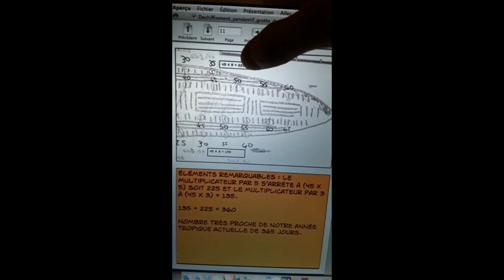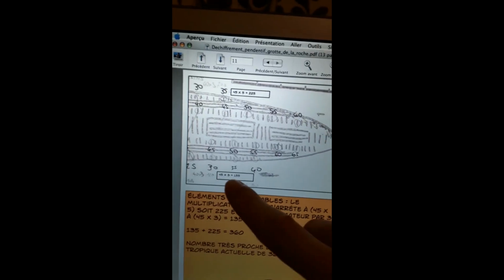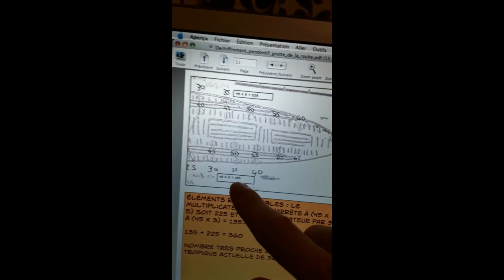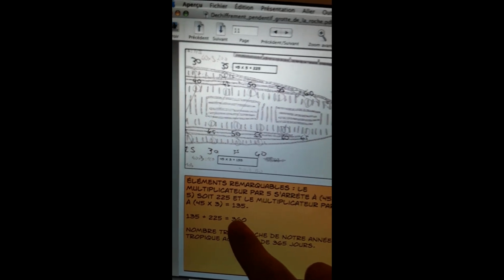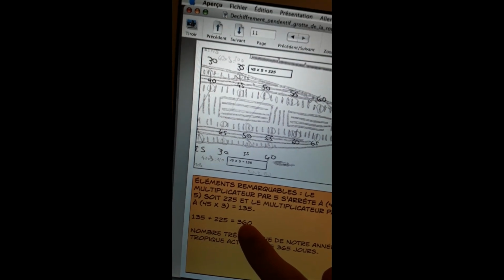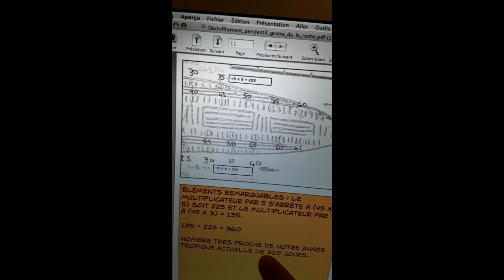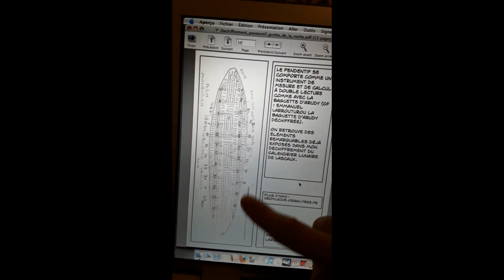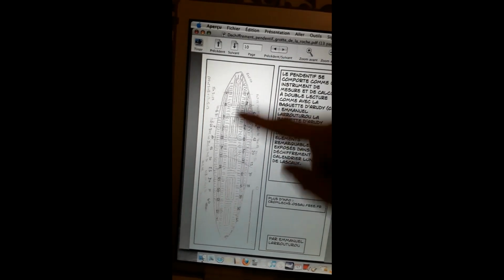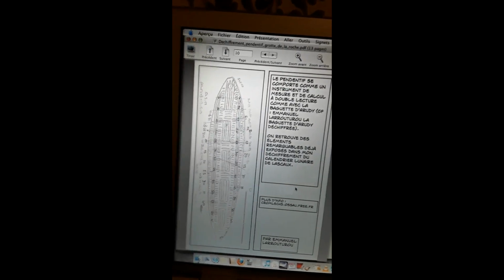By 5, you can multiply until 225, and by 4, you can multiply until 155. If you make the addition, it's 360. Near the 365 days of a year. It's more than a calculation machine, it's also a calendar, an annual calendar. It's not only a calendar.